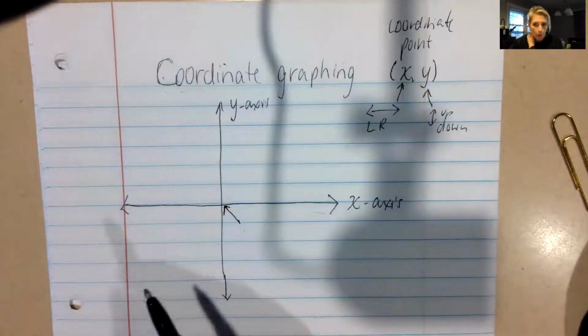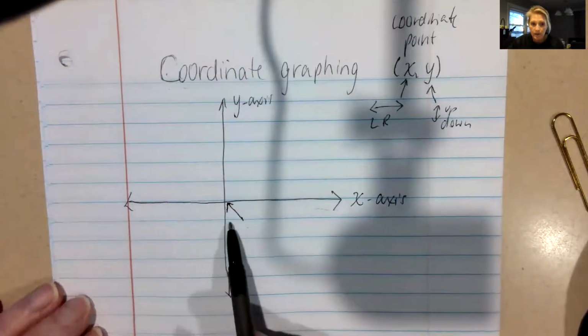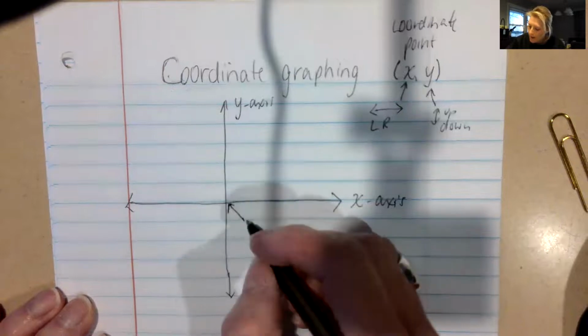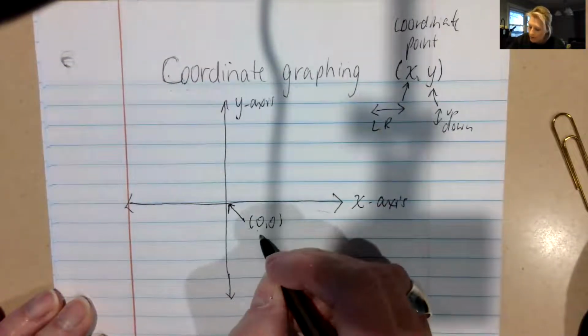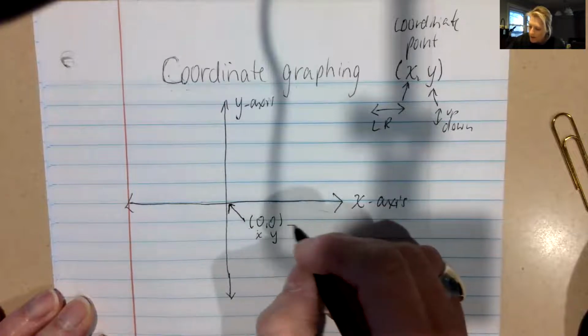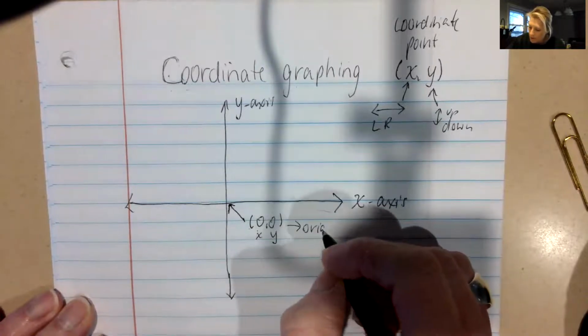Okay. So your point of reference that you always start from is this center point right here. And that coordinate is 0, 0, where X is 0 and Y is 0. That also has a special name called the origin.